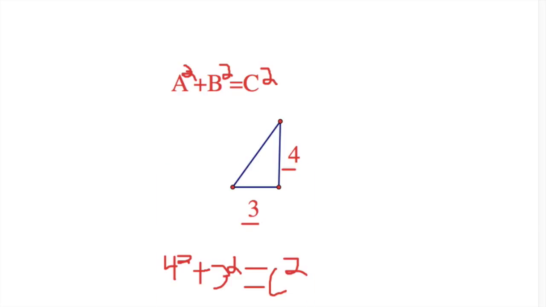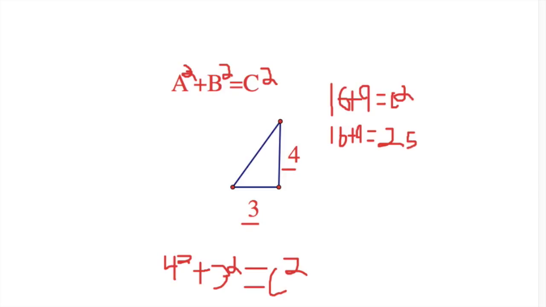Next, what we want to do is square them. So 4 squared is 16 plus 3 squared is 9, which equals c squared. After we square them, we want to add them together. 16 plus 9 equals 25.